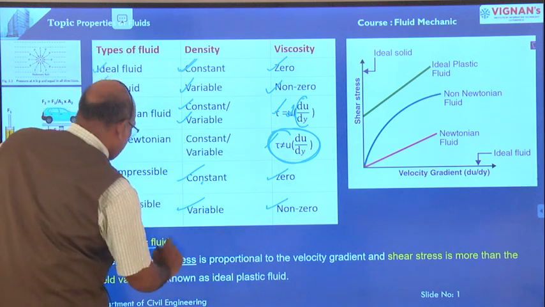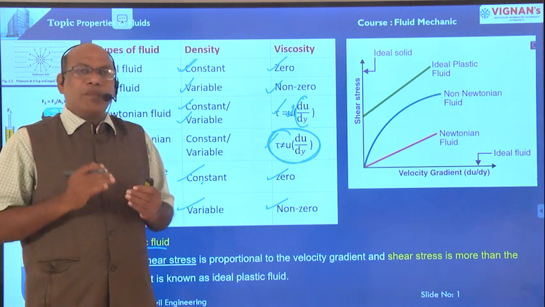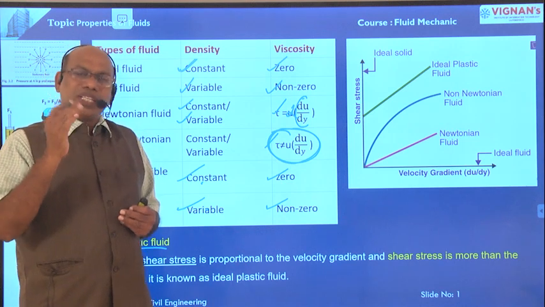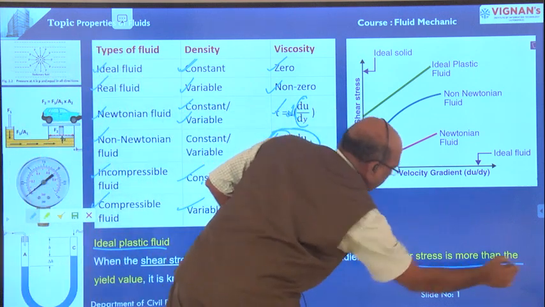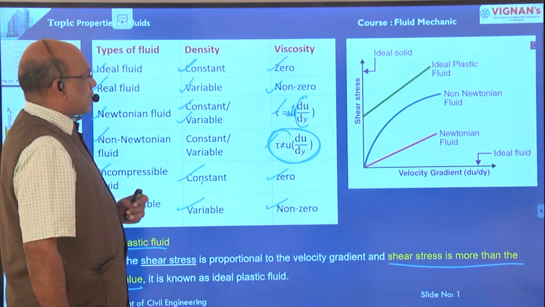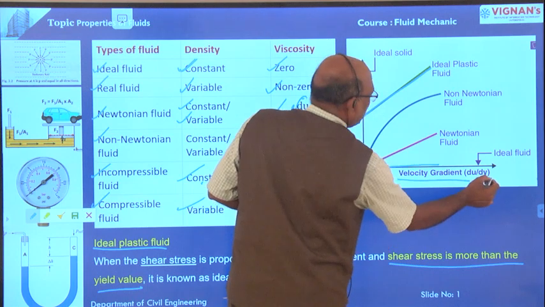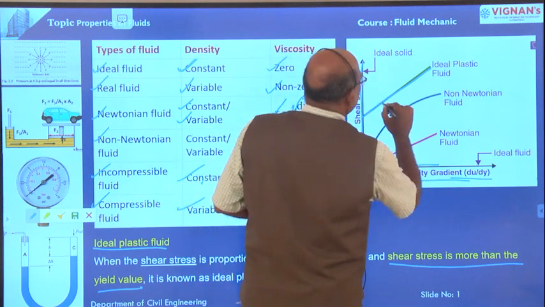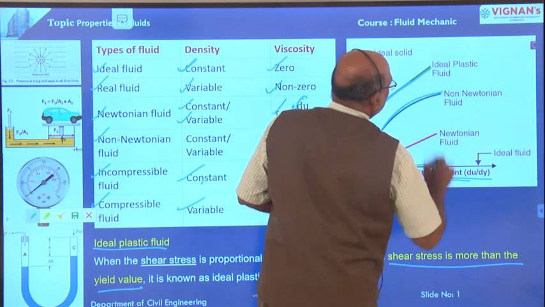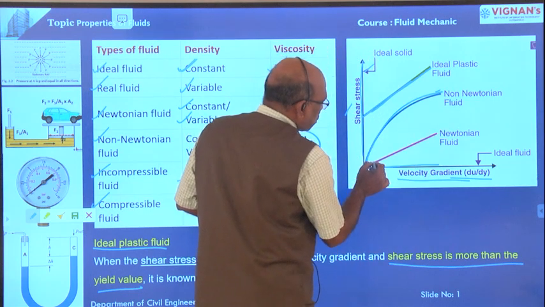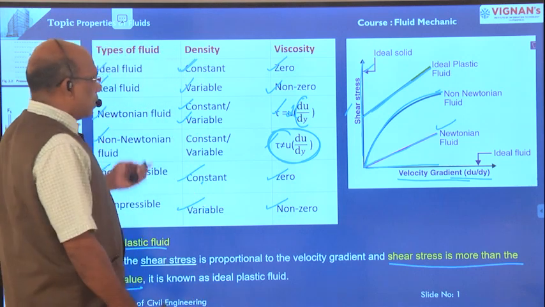Right, the last one, ideal plastic fluid. Ideal plastic fluid is also like Newtonian fluid, but in case of ideal plastic fluid, the shear stress is directly proportional to velocity gradient or shear strain only when the shear stress is more than the yield value. That is known as ideal plastic fluid. Here, this is the ideal plastic fluid, with velocity gradient du by dy in the horizontal direction and shear stress on the vertical y-axis. In non-Newtonian fluid, the shear stress is not directly proportional to the velocity gradient. Here the shear stress is directly proportional to the velocity gradient. This is known as Newtonian fluid. This is about the types of fluids and their properties.